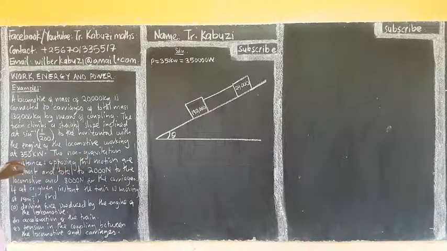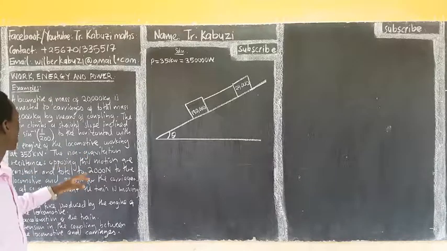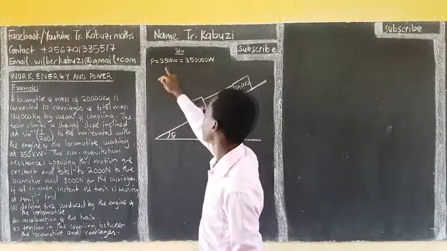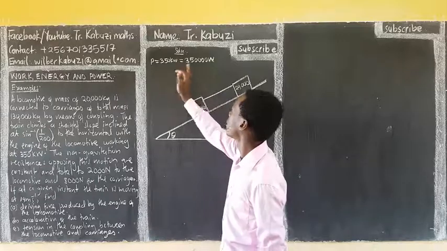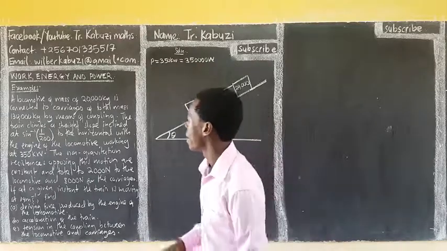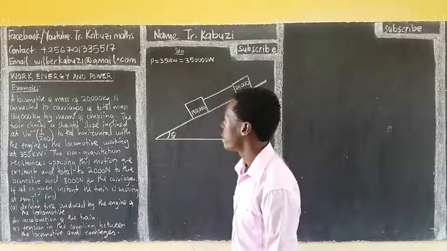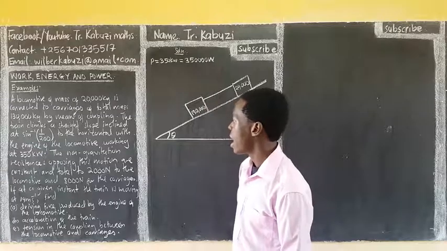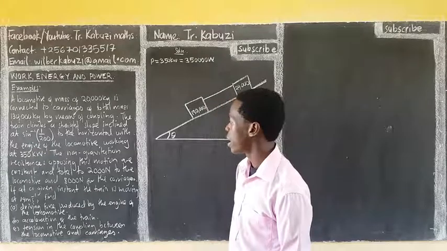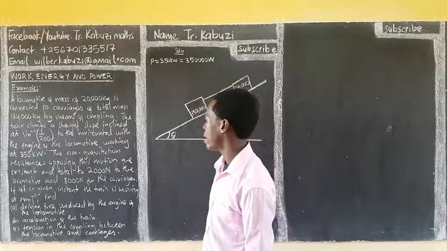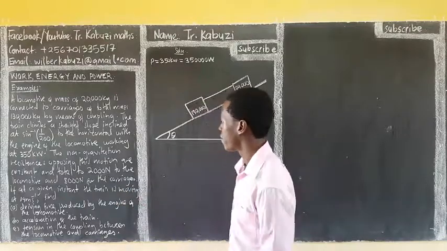350 kilowatts. Because they are giving us kilowatts, we convert them to watts by multiplying through by 1,000, because our power is measured in watts. The non-gravitational resistances opposing the motion are constant, and total 2,000 newtons for the locomotive and 80,000 newtons for the carriage.